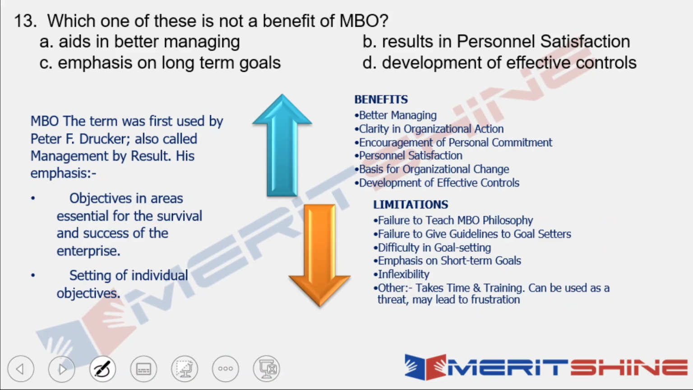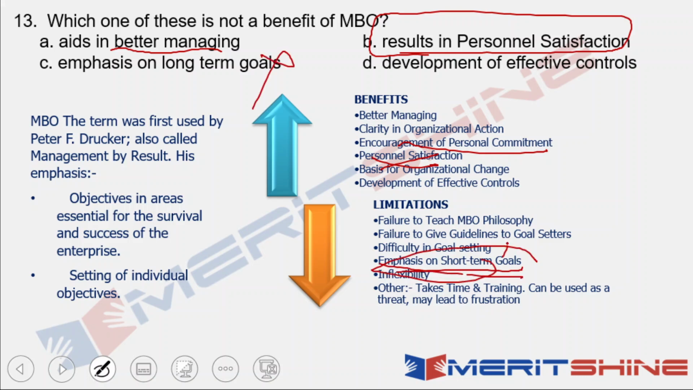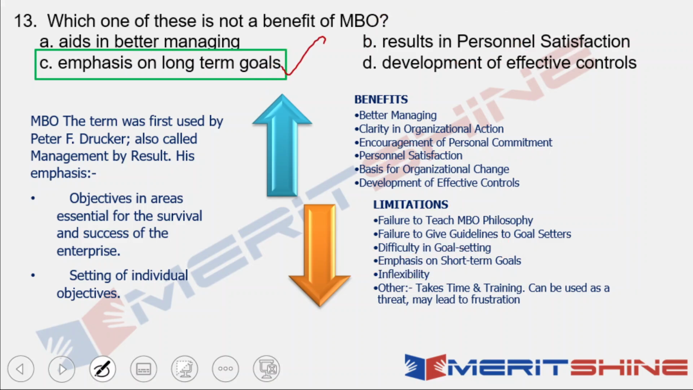Now coming back to the question, which one of these is not a benefit of MBO? Aids in better managing? Definitely it aids in better managing. Results in personal satisfaction? Yes, it results in personal satisfaction if it is implemented correctly. Encouragement of personal commitment, personal satisfaction was there. Emphasis on long-term goals? No, this is not there. We saw the emphasis on short-term goals. As a matter of fact, that is one of the limitations of it. And development of effective controls? Yes, that is there. So C is the answer in this case. That is not a benefit. Emphasis on long-term goal is not a benefit.